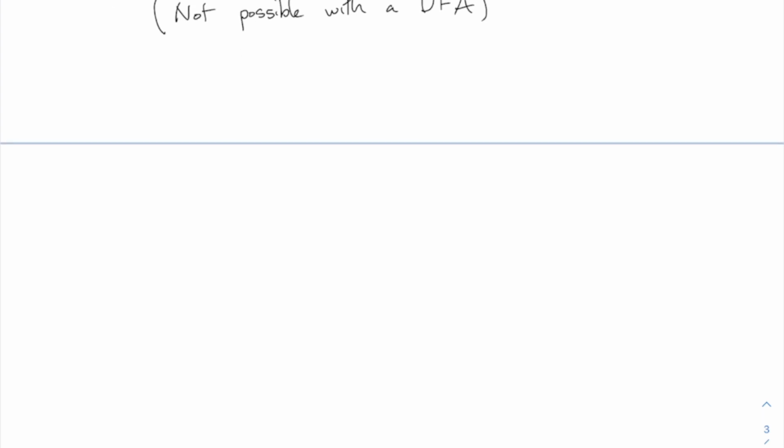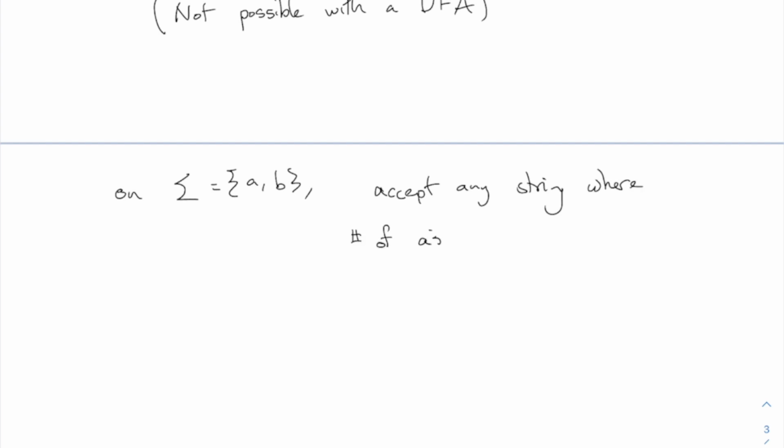How about on this alphabet, just A's and B's? I would like to accept any string where the number of A's equals the number of B's. I don't care what order they're in, but as long as there's the same number of A's and B's in the string as a whole, all right?